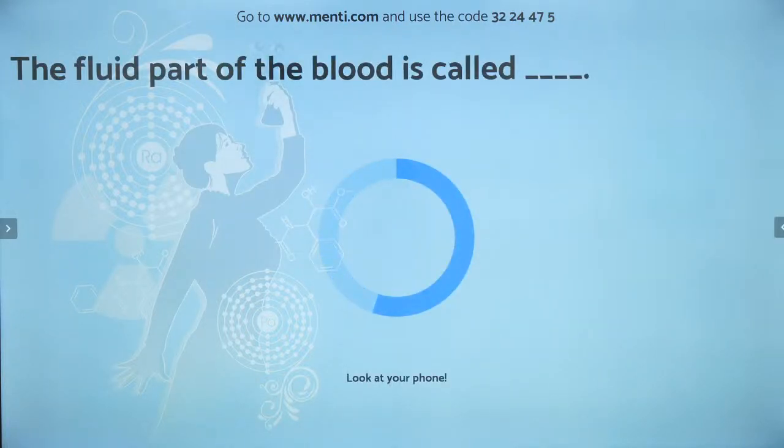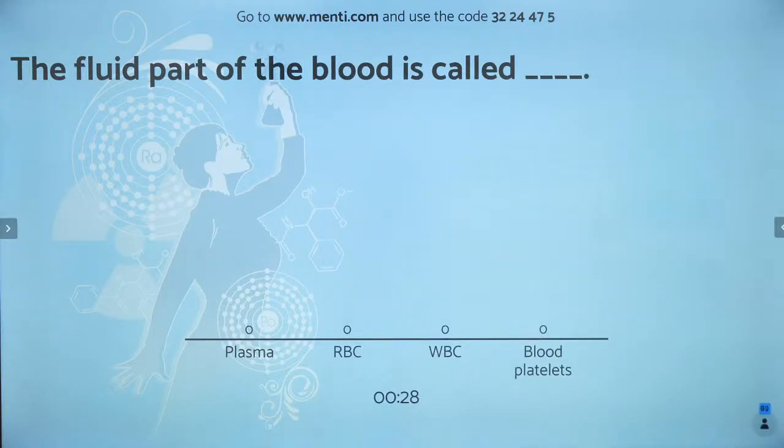The fluid part of the blood is called, right now someone asked me, fluid part of the blood: plasma, WBC, RBC or platelets. Lucky, go to www.menti.com and use the code 322-4475. Hi Chitendra. Yes, Adavya, you're right. Hi Minakshi. What is the liquid part of the blood called? Very good, Manya. Very good, Ritu.